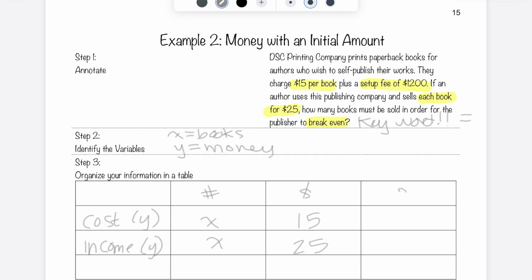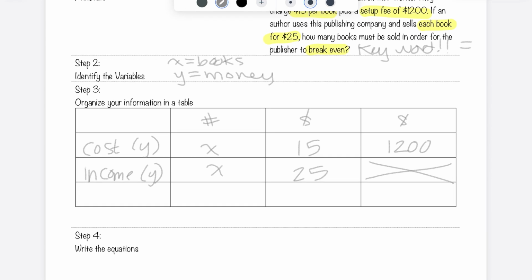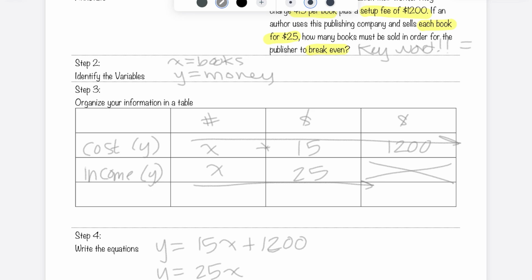Now, there is also a setup fee. So there is a cost for us to start this of $1,200. The income does not have that same thing. So writing our equations for this one, we're going to write across our rows. So cost is Y, and then I'm going to do 15 times X, which is 15X, plus that setup fee of $1,200. Then my second one, I'm also writing across. So money equals $25 per book. There's no setup fee for that.